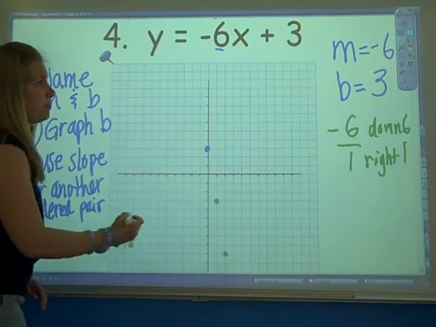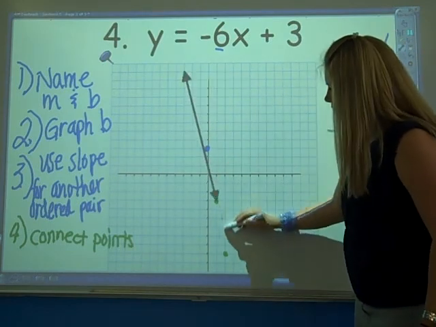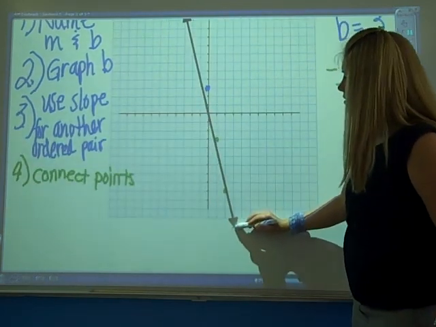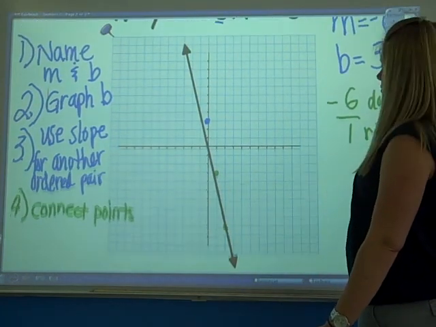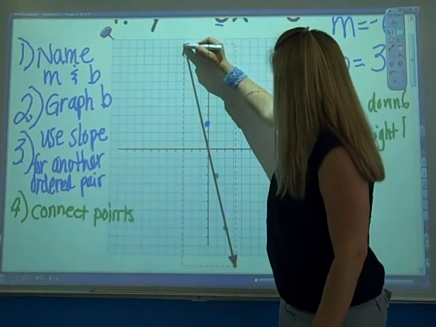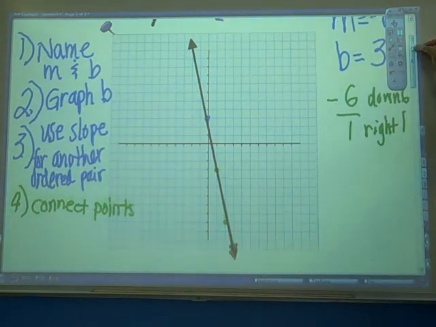My third step is the hardest step to completely understand, and we're going to do a bunch more of these in class. Okay, let's try another one.